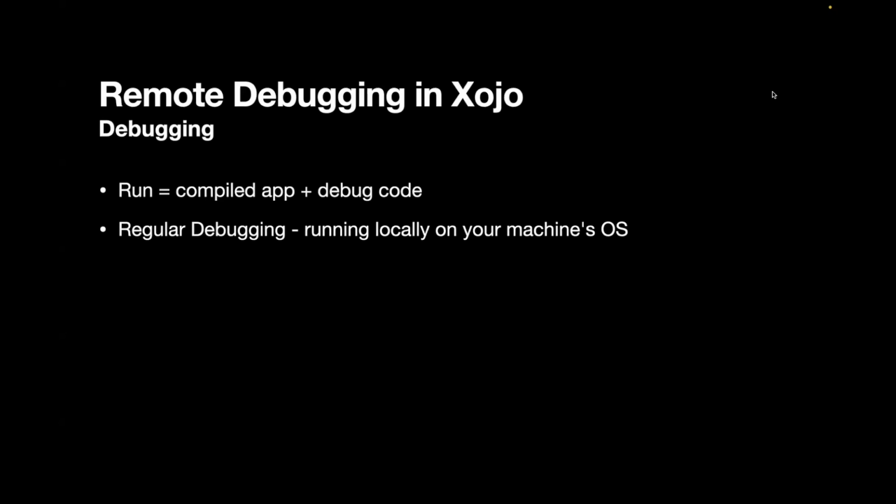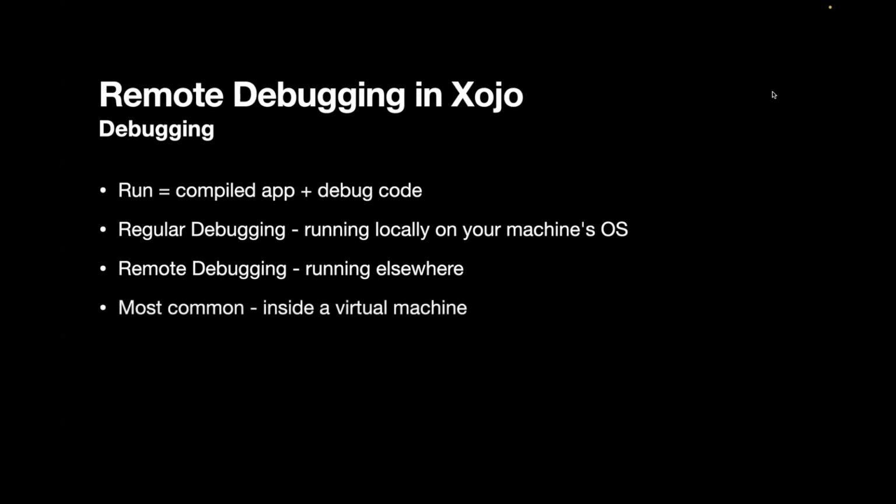Now, what I call regular debugging, or everyday debugging, means you're running locally on your machine's OS. That's what regular debugging is. Whereas remote debugging is running elsewhere, running somewhere else. And that can mean several things. The most common is to run inside a virtual machine. That's what I'm going to show today.